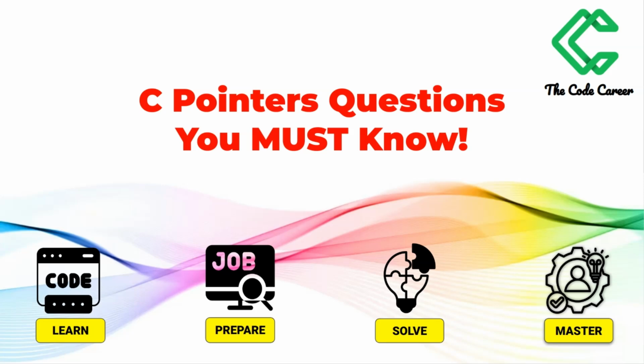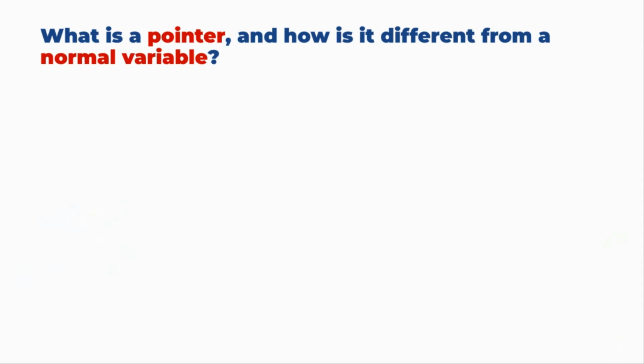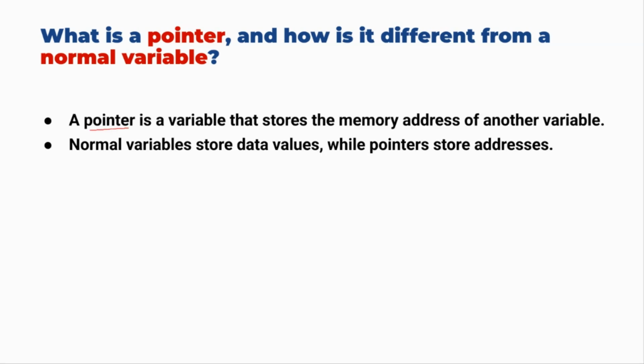Let's dive in. What is a pointer and how is it different from a normal variable? A pointer is a variable that stores the memory address of another variable. As you know, normal variables store data values while pointers store addresses. Let's understand with the help of an example.